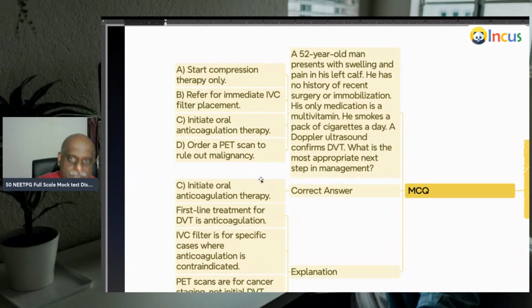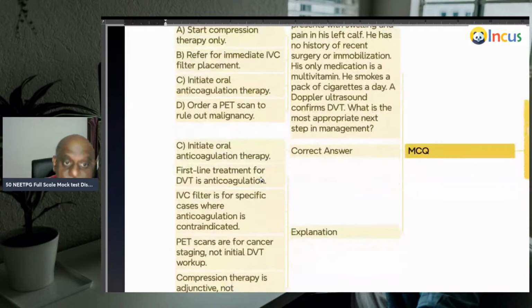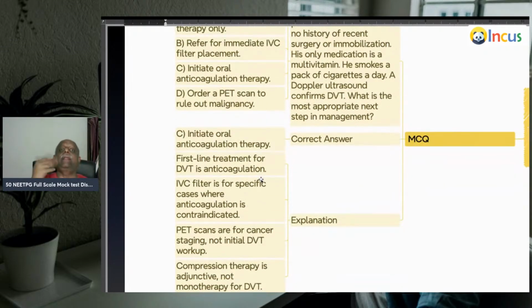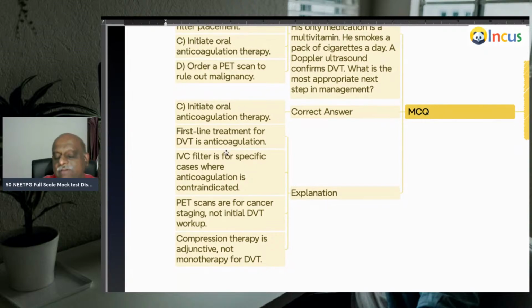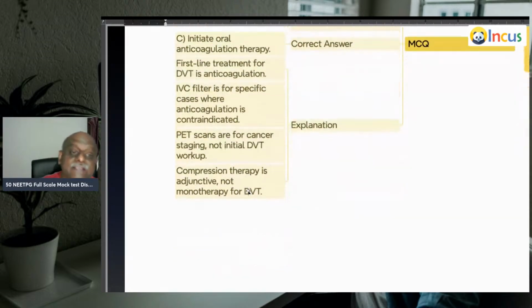A 52-year-old with swelling and pain in the left calf and Doppler ultrasound confirms DVT. What is the next step, doctor? Initiate oral anticoagulation therapy. First line treatment of DVT is always anticoagulation. Only if the anticoagulation is contraindicated, then we give an IVC filter.